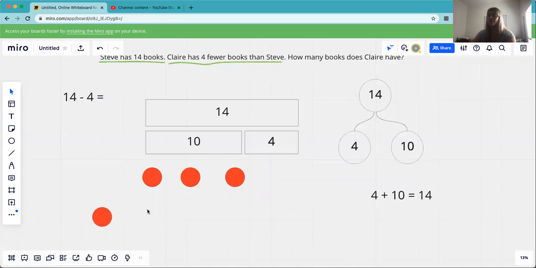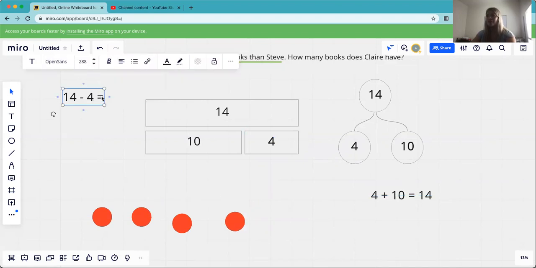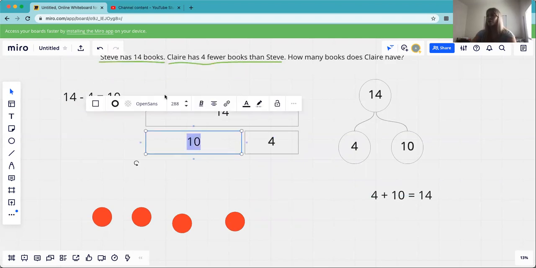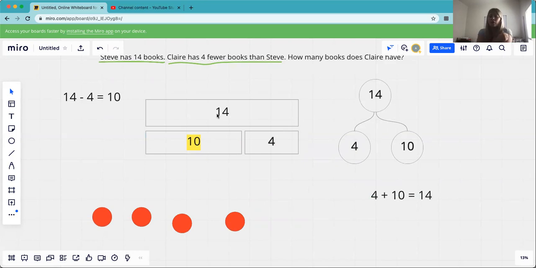14, 13, 12, 11, 10. What did I get for my answer? I got the number 10, which means 14 minus 4 equals 10. And we also figured out that if we added 10 to our 4, we would get our whole right here. So answering our question, how many books does Claire have? She has 10 books. We used addition, and we used subtraction to help us figure that out.